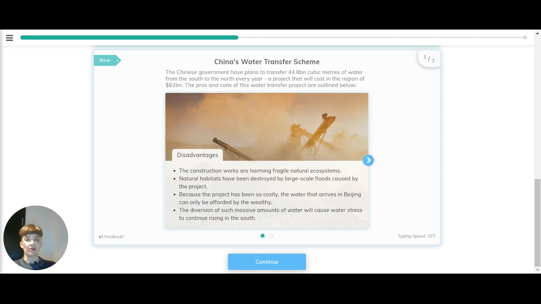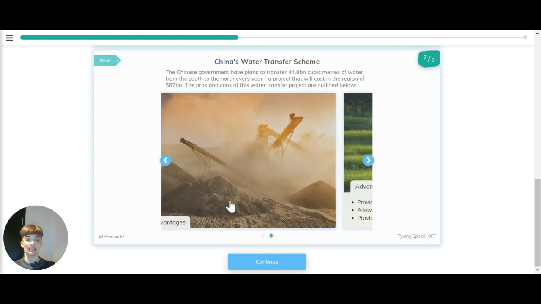The construction works are harming fragile natural ecosystems. Natural habitats have been destroyed by large-scale floods caused by the project. Because the project has been so costly, the water that arrives in Beijing can only be afforded by the wealthy. The diversion of such massive amounts of water will cause water stress to continue rising in the south.